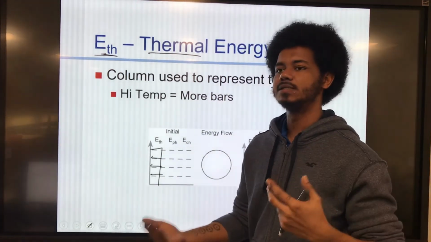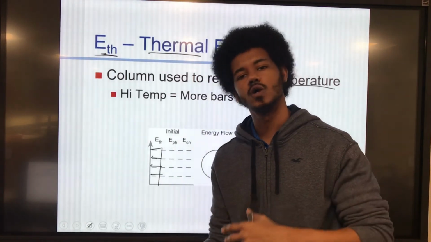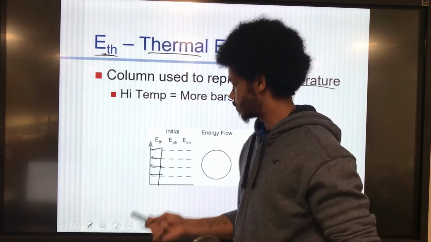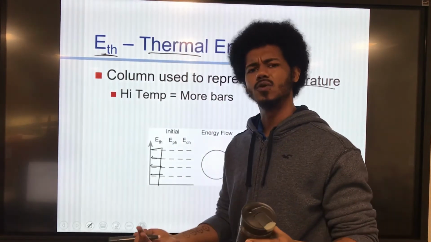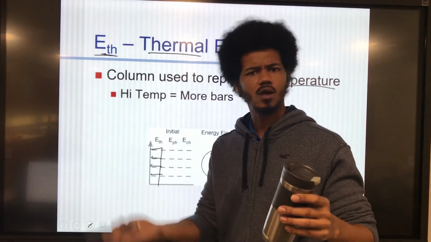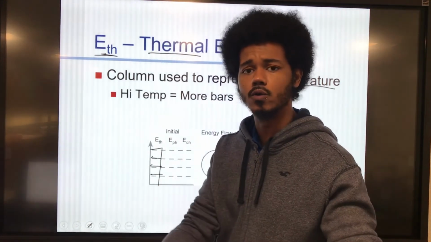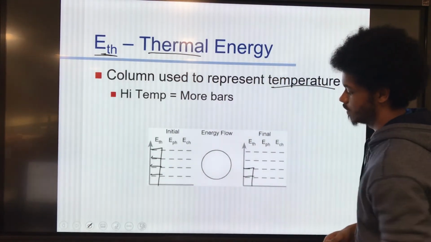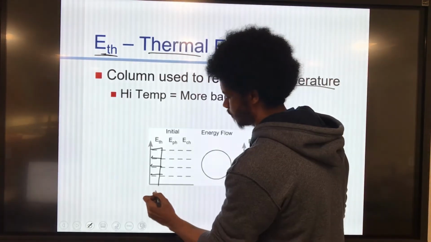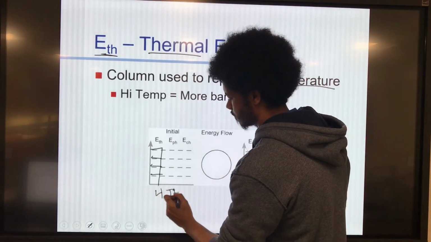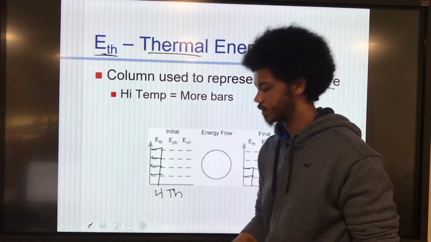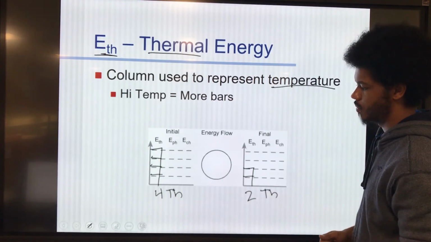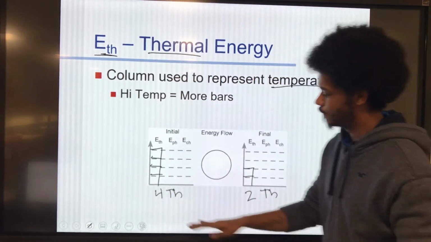And then maybe the substance we're describing cooled off. For example, my coffee sitting in here starts off pretty hot, with a high thermal energy. But after a while, the coffee's going to cool off all by itself. Its thermal energy will lower, so I would represent that by drawing fewer of these bars. So we go from 4 thermal energy bars to only having 2 thermal energy bars.